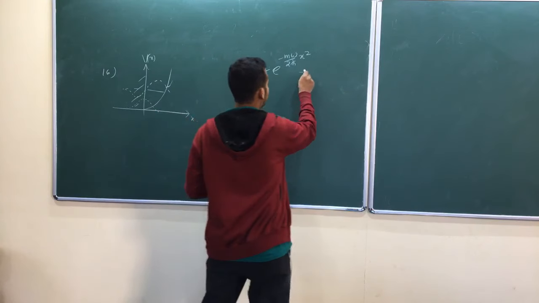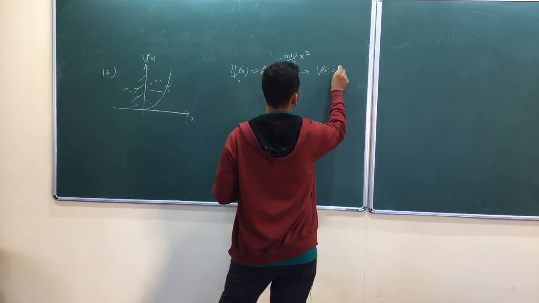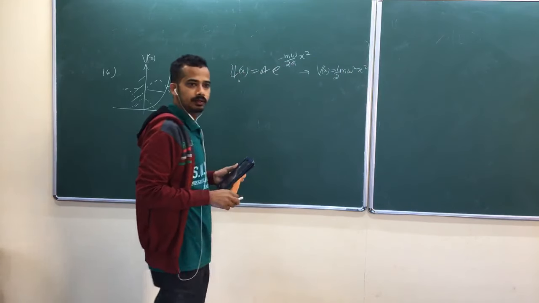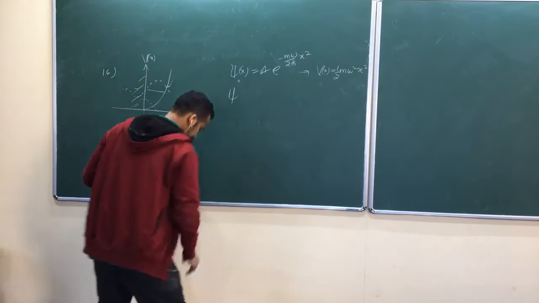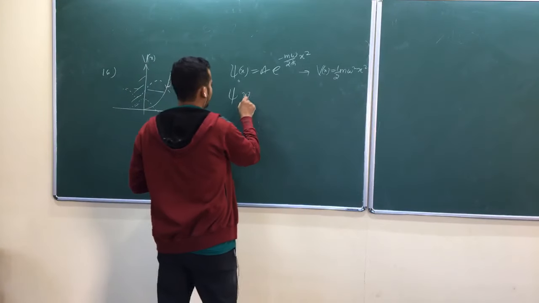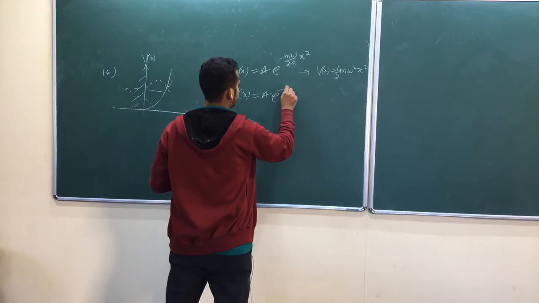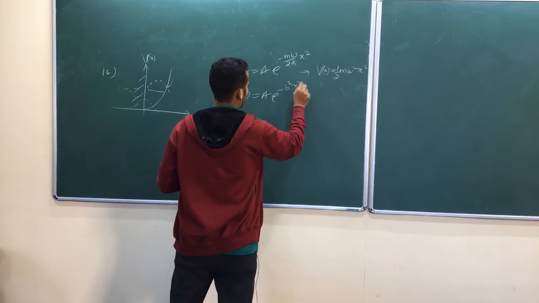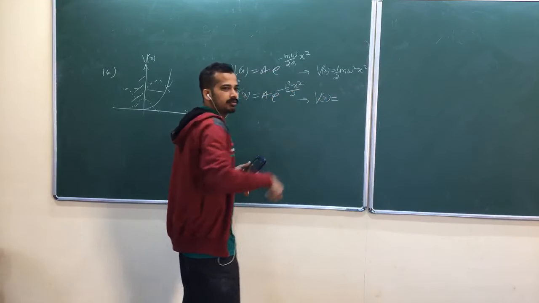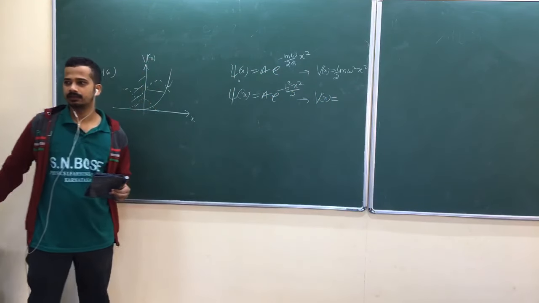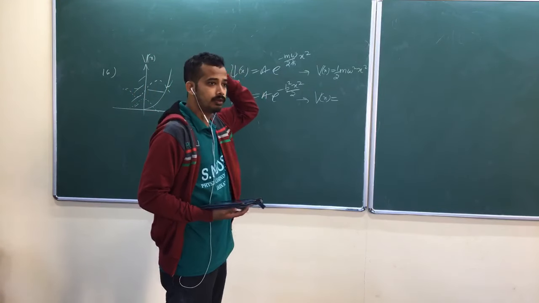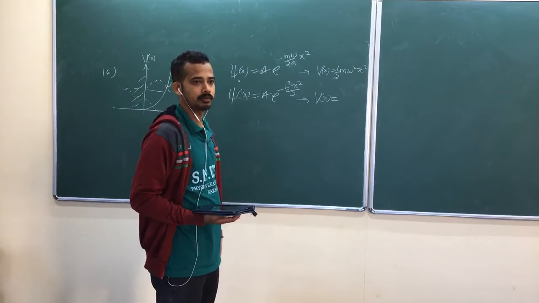So, if this is the wave function, what is your potential? Half m omega square x square, isn't it? This is the potential. Now, psi of x is equal to A e power minus b square x square by 2, is that okay? What is your V of x? That is the question. It's very simple. You can compare and write. He is expecting us to use the Schrodinger equation, but don't do it like that, because this is a known problem, isn't it?